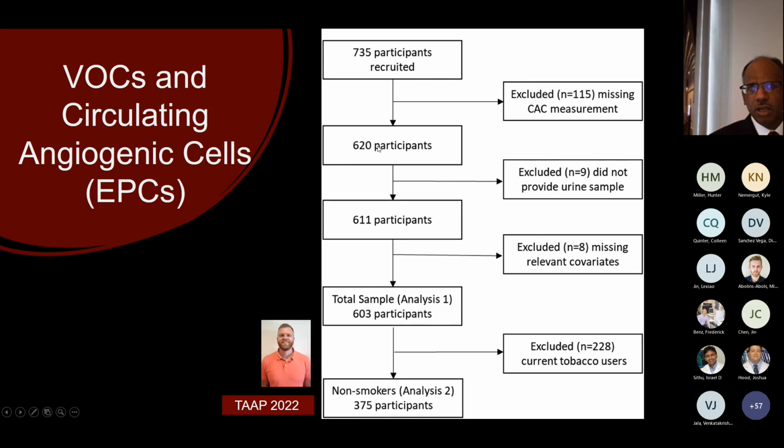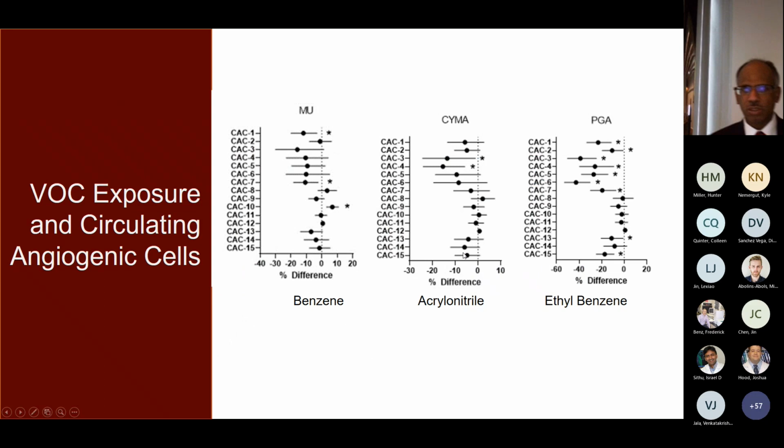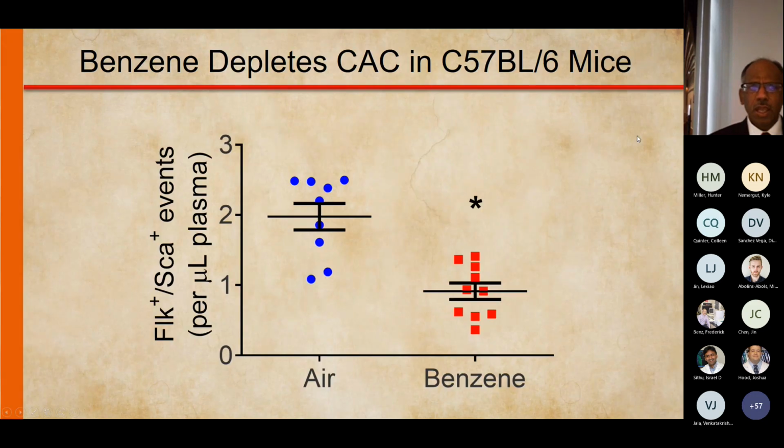So again, we recruited these participants from our Superpharm studies, and what we found is that exposure to VOCs increased the circulating angiogenic cells, again, in the whole population, as well as in non-smokers. Some of the chemicals which were associated with changes in the circulating angiogenic cells were the benzene metabolite muconaldehyde, acrylonitrile metabolite CYMA, and ethylbenzene metabolite PGA. And similarly, if we expose the mice to just benzene, we can still see, similar to humans, this decrease in the circulating angiogenic cells, suggesting that exposure to individual, at least this chemical, and same thing we found with acrolein, is sufficient to deplete circulating EPCs.